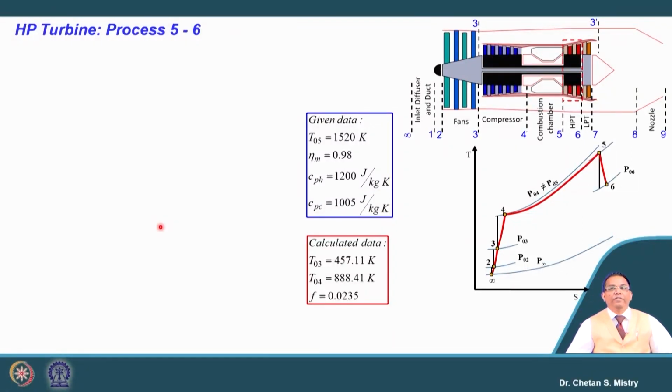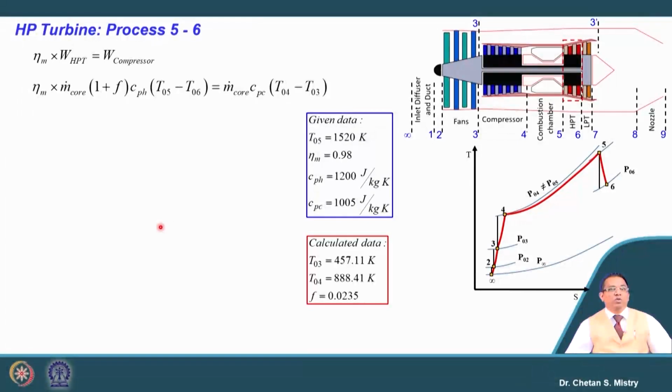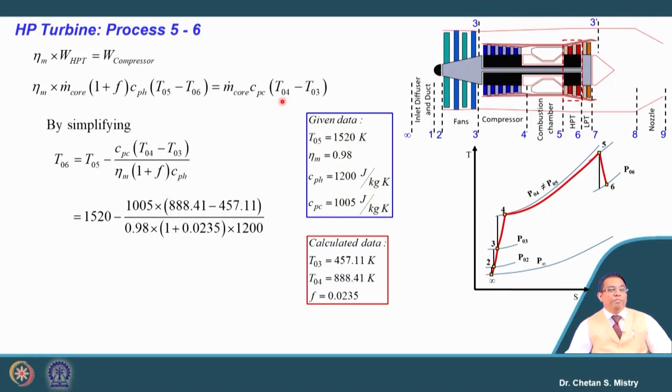The component we have is our HP turbine. In this expansion process, the HP turbine is used to rotate the compressor stages, and we have our mechanical efficiency also. So, let us put this work: turbine work is m dot core into 1 plus f Cp delta T0, which is equal to m dot core Cp delta T0. If we balance this, we get the exit temperature from this turbine, and this exit temperature comes to be 1159.88 Kelvin.